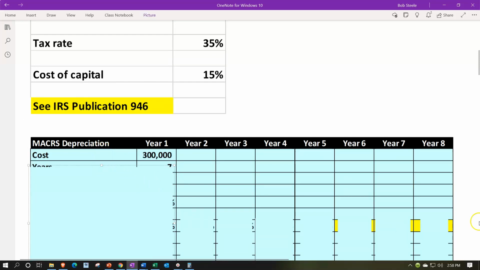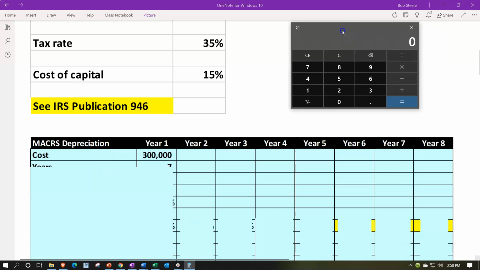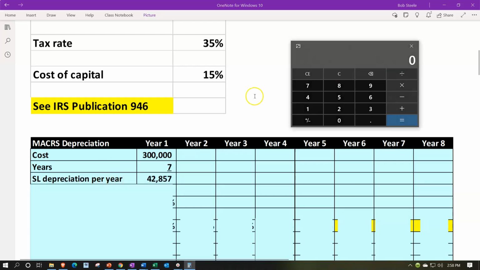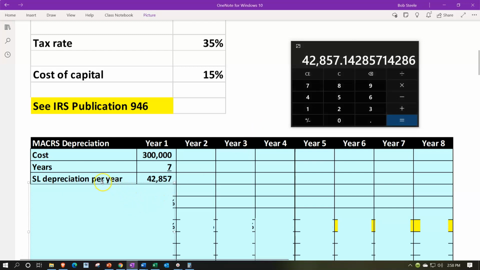So MACRS depreciation, we're going to say that we bought this thing for $300,000. We actually put down cash, we're imagining, but for the deduction, we can't deduct the full thing up front. We have to depreciate it depending on the tax code. They could have some special depreciation or 179, but this is the assumption we're making. $300,000 divided by 7, we got the $42,857.